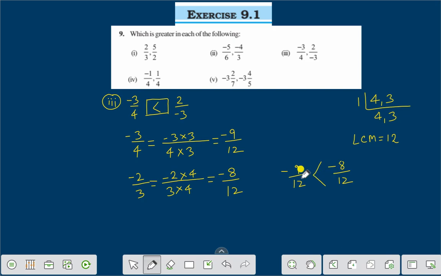Here, because minus 9 by 12 is less than minus 8 by 12, minus 9 by 12 means minus 3 by 4, and this is less than 2 by minus 3. This is the solution of question number 3. Let us solve question number 4.